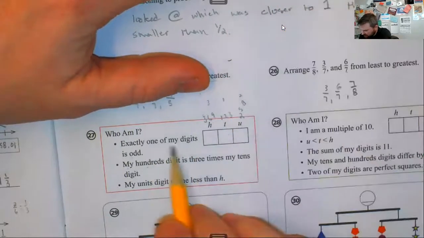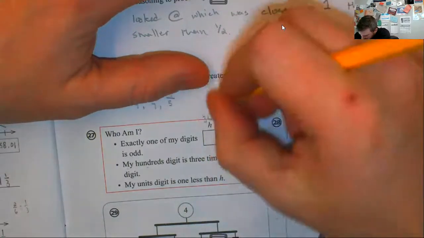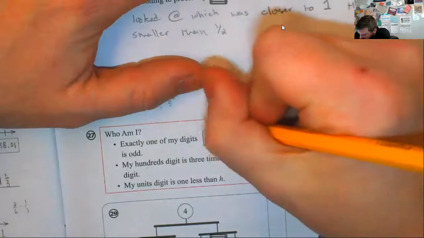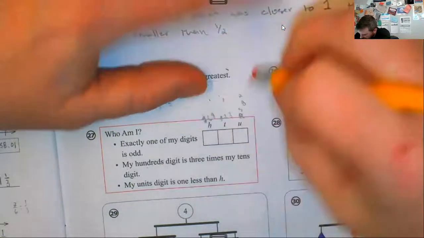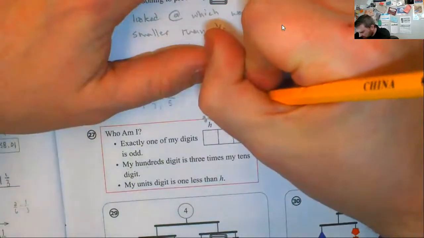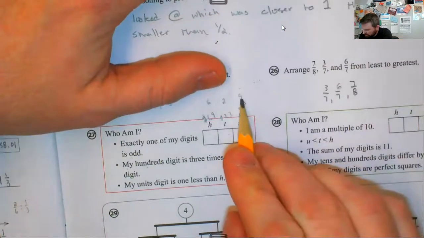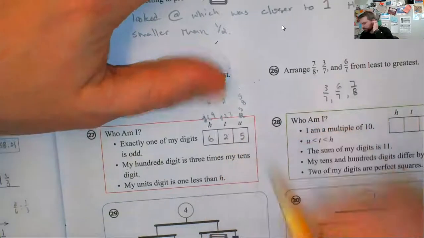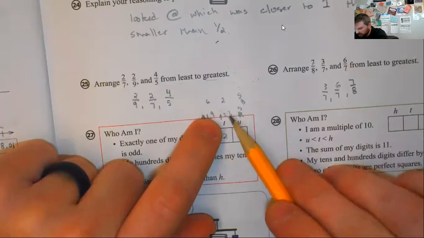Well, exactly one of my digits is odd, so I can't have that because 2 of them are odd. So we'll get rid of 3. 1, no 3, no 1, and no 2. Okay. If this was 2, 6, and 5, okay? 1 is odd, so 6, 2, 5. Okay. The other one, 9, 3, and 8, 2 of them were odd.